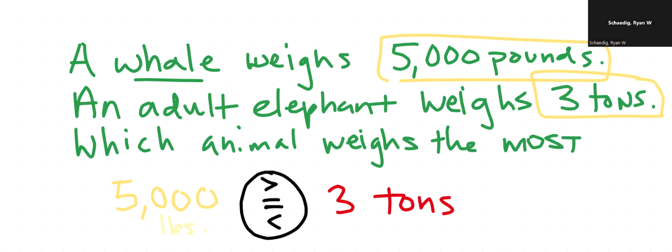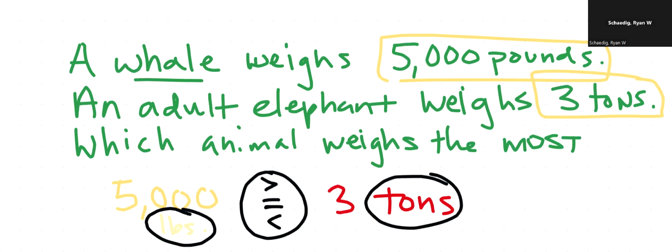We just have to decide what we want to do. To compare these units of measurement, I either want to make everything in pounds or I want to make everything in tons, right? So if I turn 5,000 pounds into tons, then I can see how many tons that is and compare it to 3 tons and say what's bigger. Or I can take my 3 tons, convert it into pounds and compare it to 5,000 pounds and see which one's bigger.